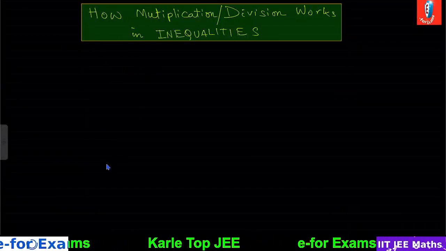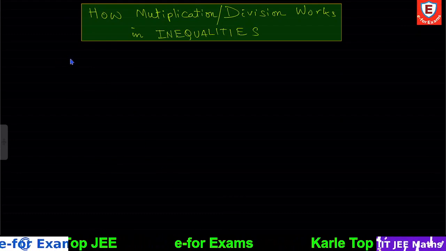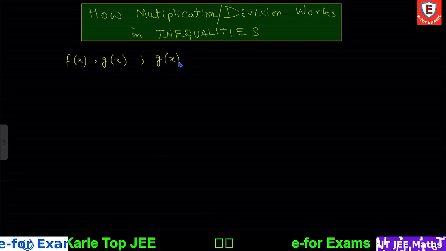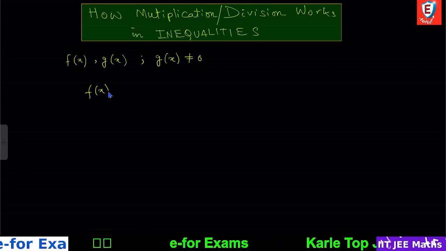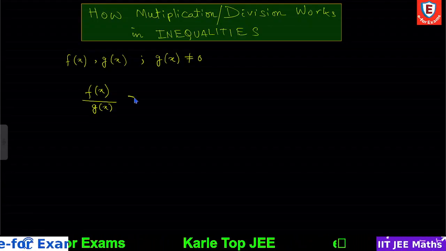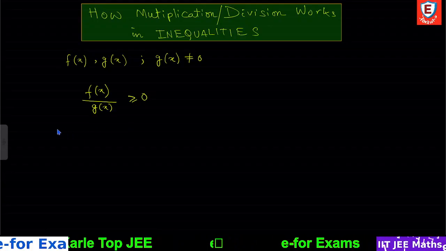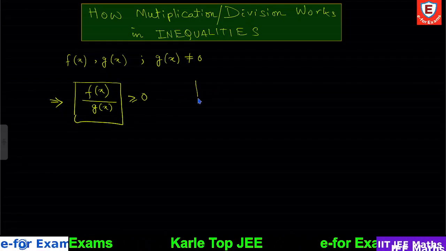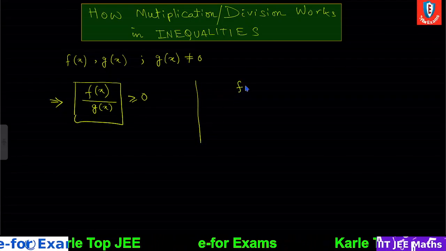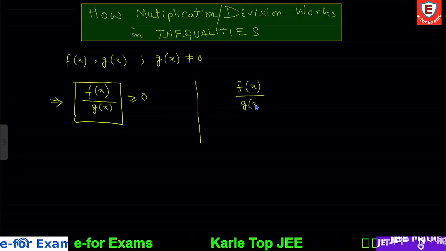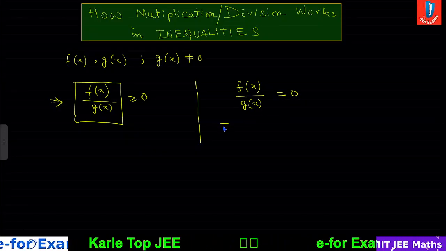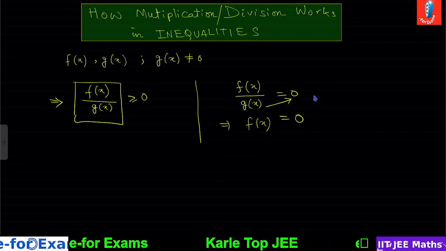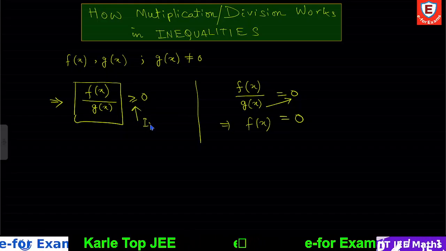First let us see how multiplication or division works in inequality. Suppose we have two functions f of x, g of x, such that g of x not equal to 0. Then it is given that f of x by g of x is greater than or equal to 0. How do we proceed with the inequalities? If instead of an inequality it was an equation, f of x by g of x equal to 0, then we could directly cross multiply this, right? Direct cross multiplication was allowed. But here it is inequality, not equal to.